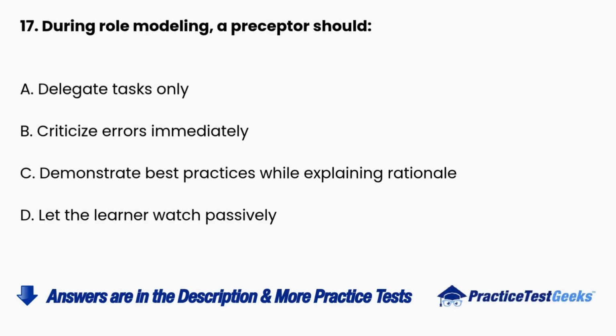17. During role modeling, a preceptor should A. Delegate tasks only. B. Criticize errors immediately. C. Demonstrate best practices while explaining rationale. D. Let the learner watch passively.